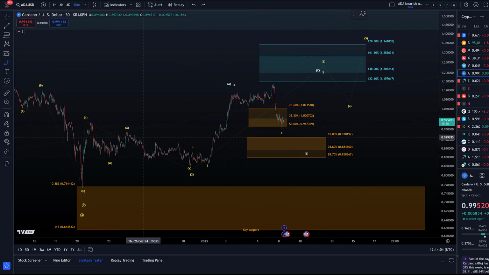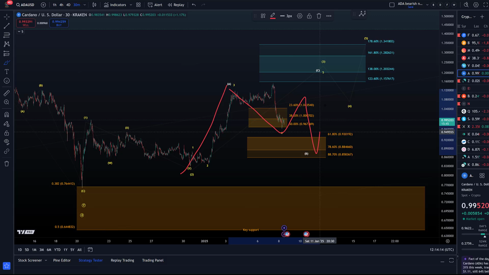So in a diagonal, the start is the same, but this third wave would be an ABC structure. So A wave, this here could be a B wave, and again, it might be A, B, C in wave B, then a wave C, and then we do this. So again, it seems to be a bumpy ride.